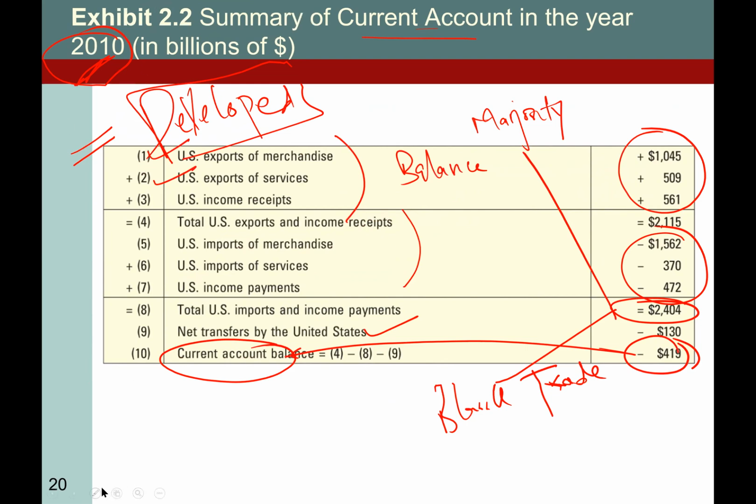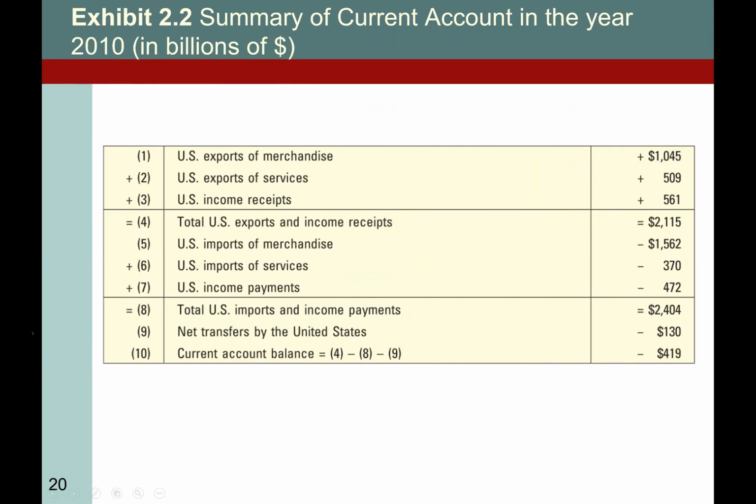Let me remove all the ink here. Now it is more clear. So we have seen that the current account is negative, which is a deficit, and the country is the US. So this is a developed country. Now tell me whether this is good or bad. Guys, I need your participation. Is it bad because they import more than exports?